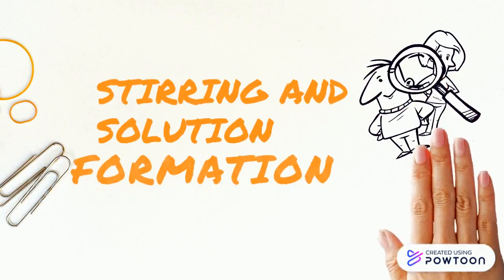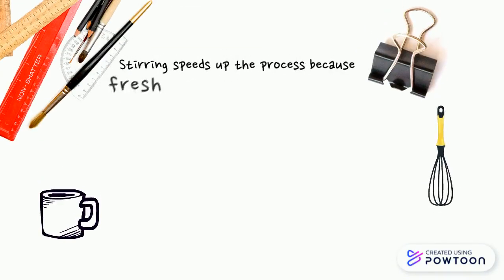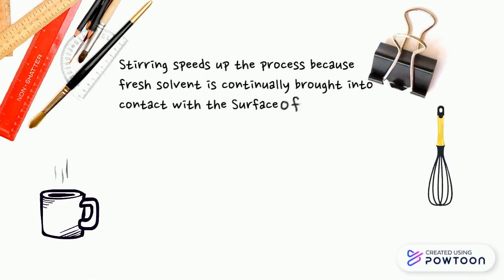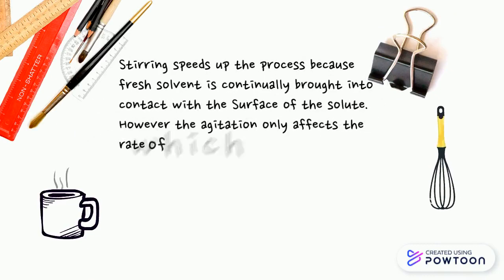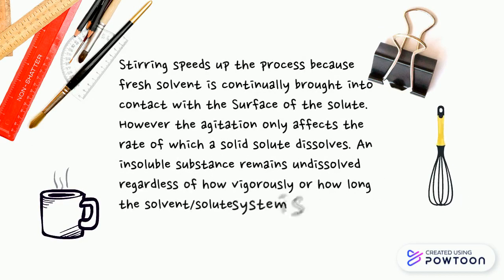Stirring and solution formation. Stirring speeds up the process because fresh solvent is continually brought into contact with the surface of the solute. However, the agitation only affects the rate at which a solute dissolves. An insoluble substance remains undissolved regardless of how vigorously or how long the solvent system is agitated.